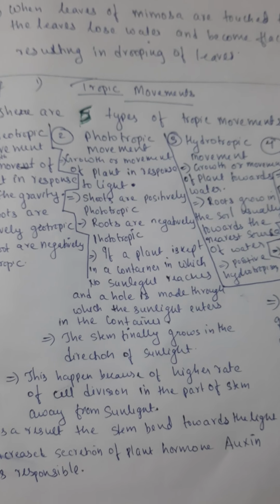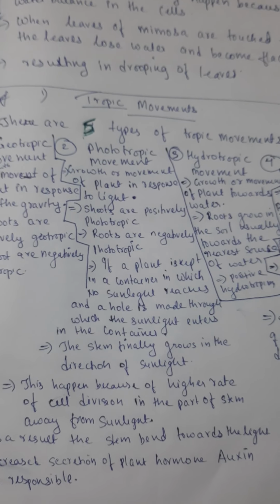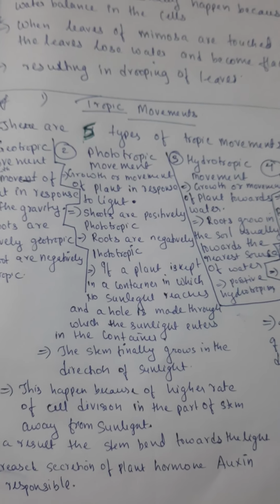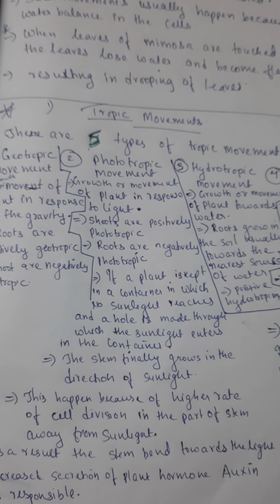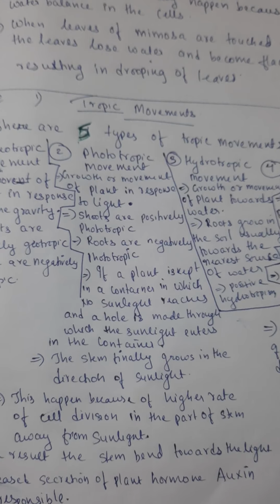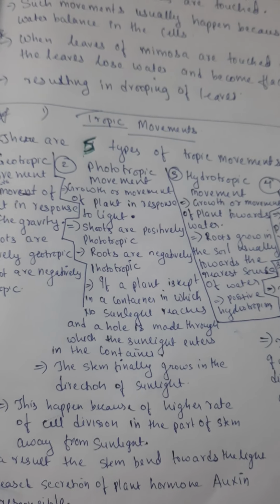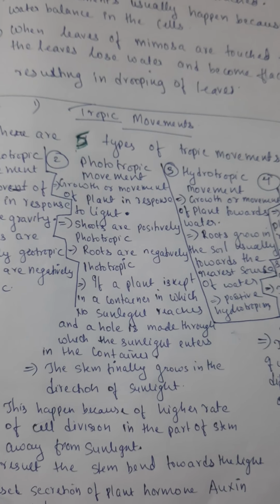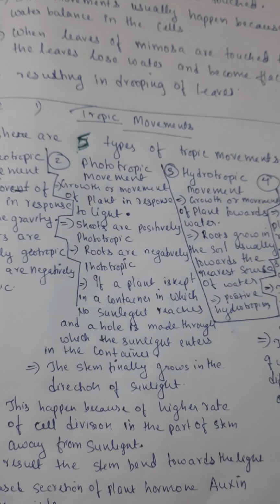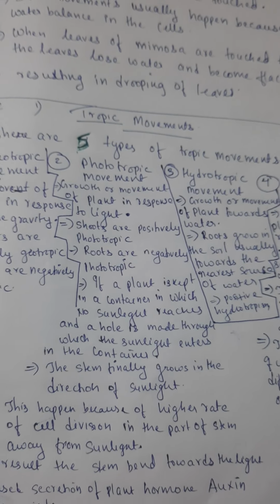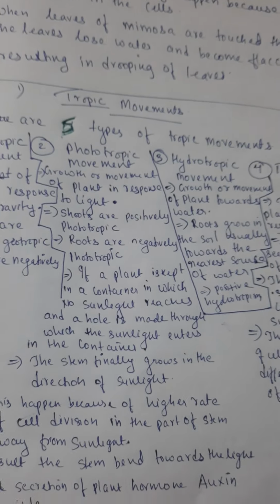Number two, it is phototropic movement. You have been knowing about the meaning of photo. Photo means light. And I think you can easily guess this type of movement, that is growth or movement of plant in response to light. Here, shoots are positively phototropic and roots are negatively phototropic. Let's take an example.